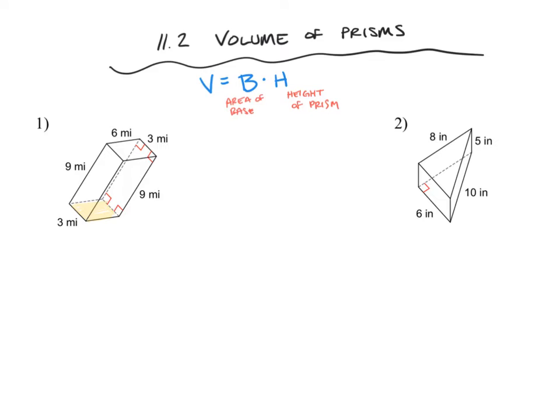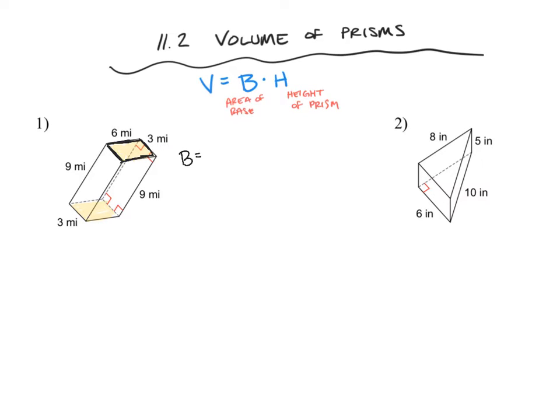And with a prism, what we should know from previous lessons is that the other base is congruent and parallel to that original base down there. So a prism should have two bases. This one does. And we need to find the area of that shaded in base. I'm finding the area of this base that I shaded in, and I call that capital B.